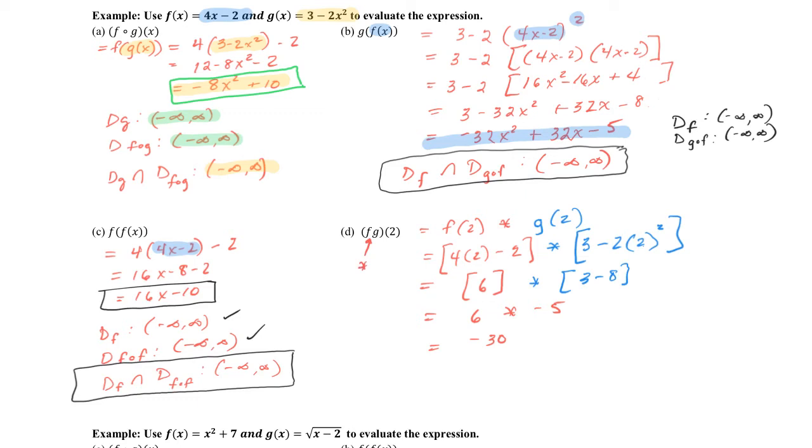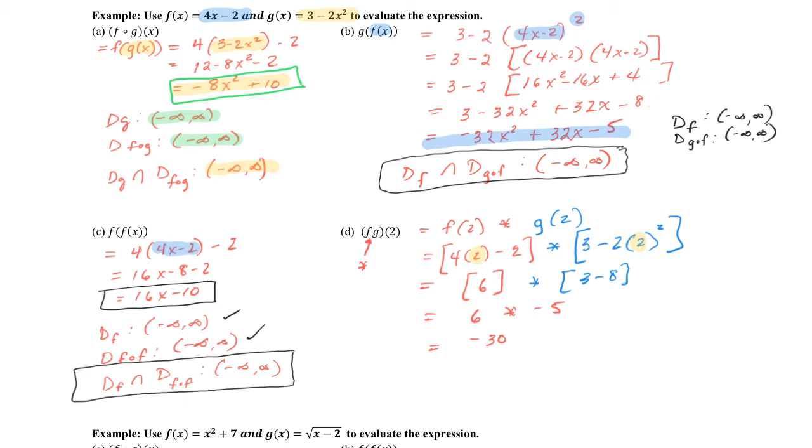So this is multiplication. This is not a composition. So I'm looking at f of 2 times g of 2. I just take the f function, replace the x values with 2, take the g function, replace the x values with 2, so here 2 and 2. Do a little bit of algebra, and then your final answer should be negative 30.